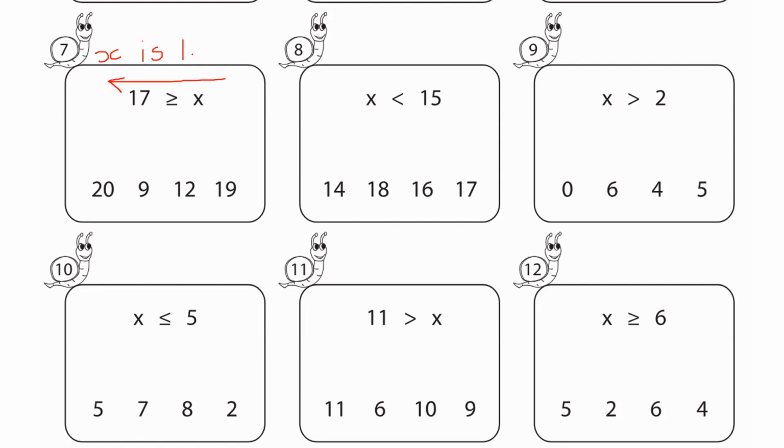Do you all agree with her? X is less than or equal to 17. Do you agree? Yes. Very good. So X is less than or equal to 17.